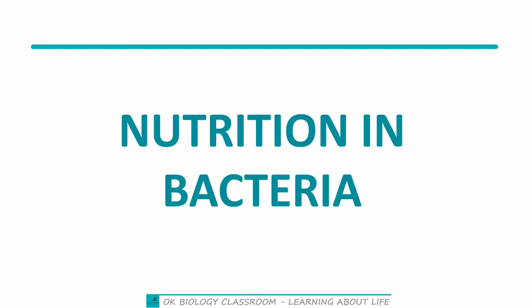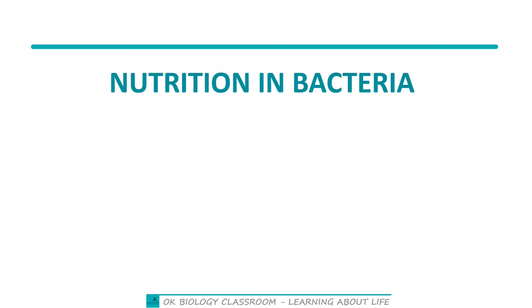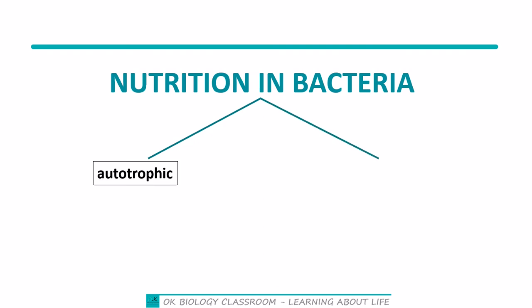So we are starting by looking at nutrition. And because bacteria are a group of organisms, there are so many forms of them, and different bacteria exhibit their nutrition differently. So their nutrition can be categorized into the two main modes of nutrition, autotrophic and heterotrophic.